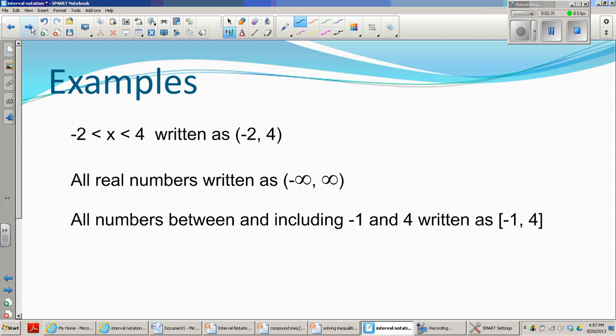All real numbers are written as negative infinity to infinity. Remember on infinity, we always have parentheses.